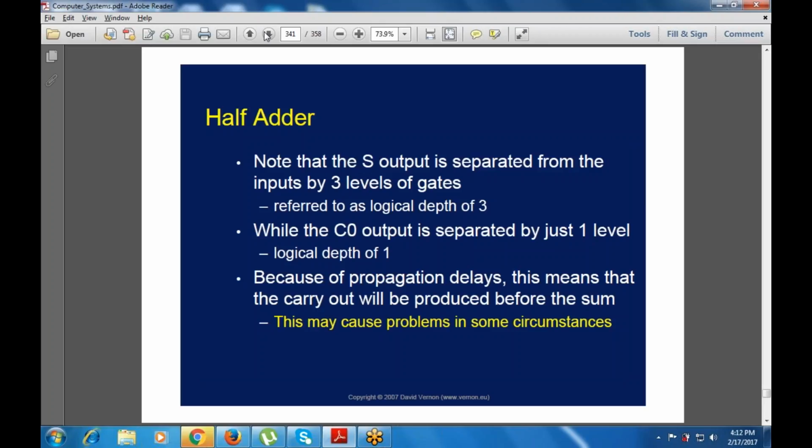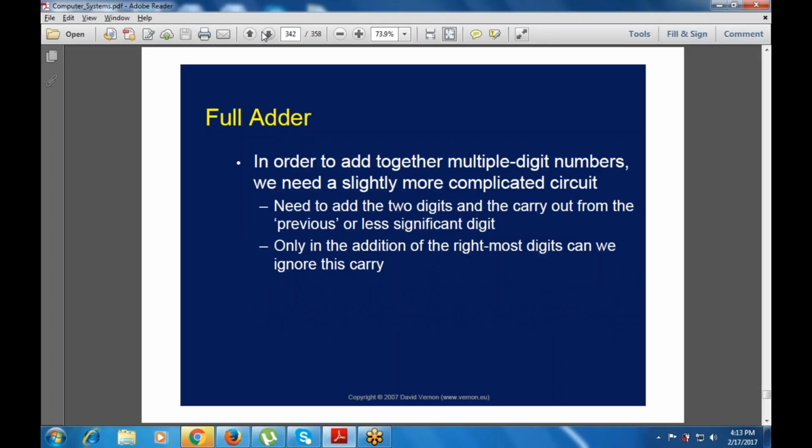Now note that the S output is separated from the input by three levels of gates, which is referred to as a logical depth of 3, while the C0 output is separated by just one level, a logical depth of 1. Because of the propagation delays, the carry output will be produced before the sum. This may also cause problems in the half adder in some scenarios.